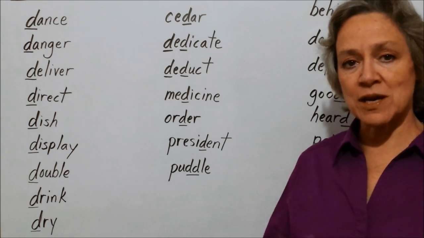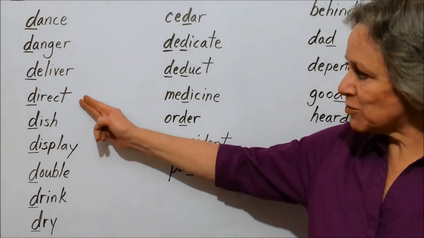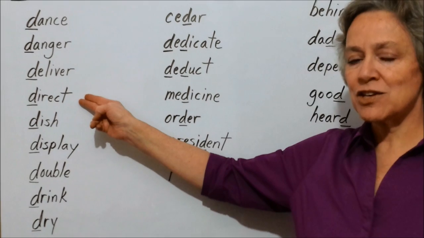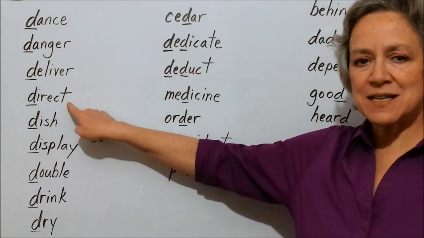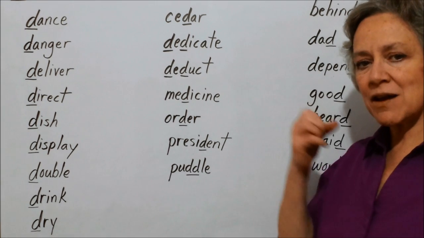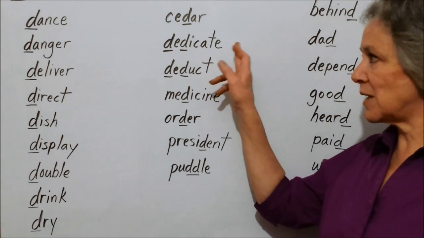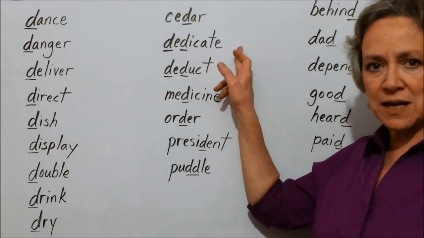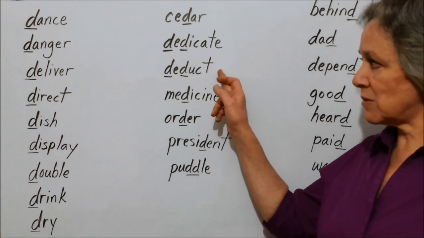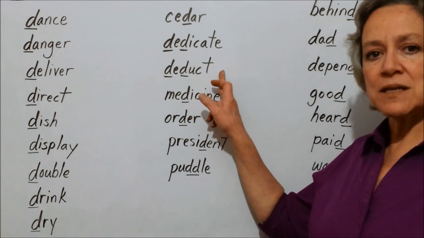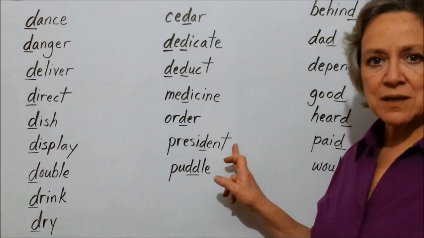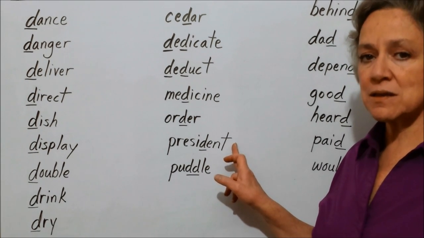Now I want to comment on a few of these that happen to have t at the end of the word. T is the sound I talked about previously. When I said this word, for example, direct, I hope you heard the t at the end, direct, because it ended in ct, okay? But over here, when I said dedicate, I did not fully release the t at the end of the word, because it ended just in t, dedicate. So I did not release the t sound. Now in deduct, I did release it. Deduct. It ends in ct, just like this one. In president, I did not release the t sound. Okay?